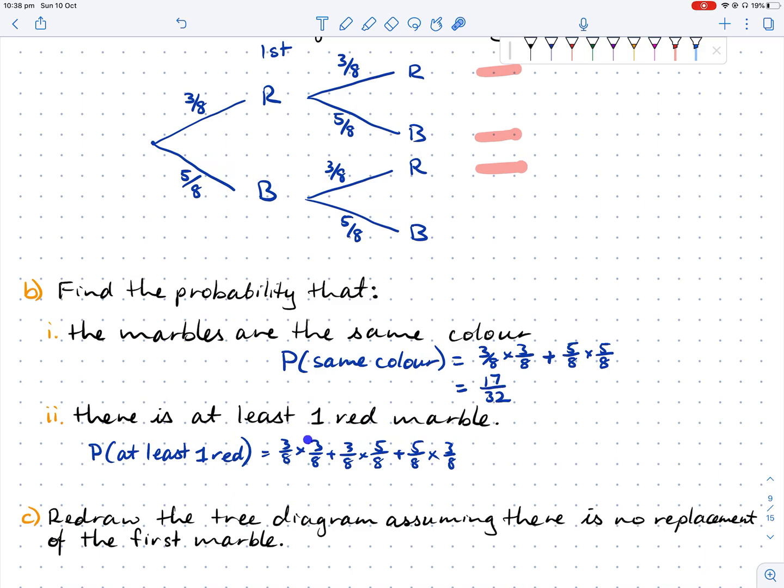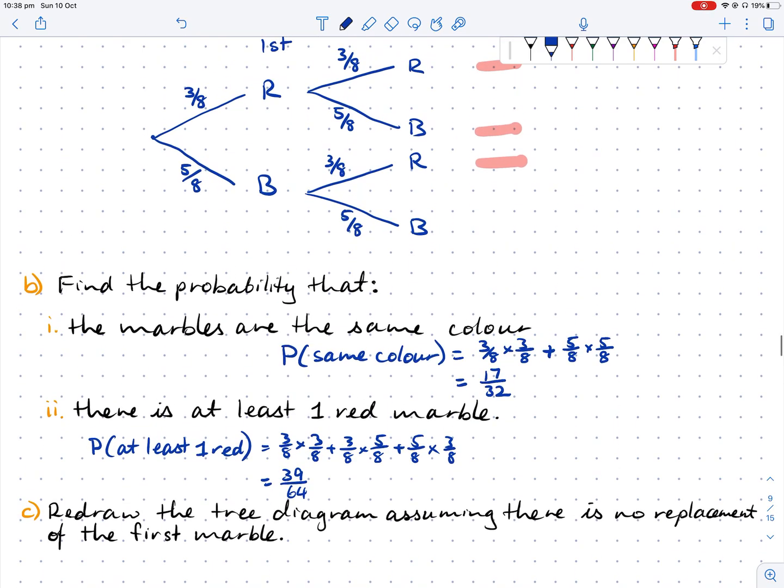So what we've got there is that first one is that first branch here. The second one is the red and the blue. And the third option is blue with red. If we go and calculate those and add all of them together, we end up with 39 over 64.